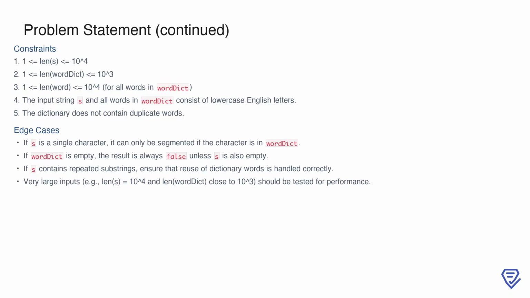When thinking about edge cases, consider scenarios like a single character string, which can only be segmented if that character exists in WordDict. Similarly, if the dictionary is empty, the output will always be false, unless the string itself is also empty. Another edge case is when the string contains repeated substrings. The solution must handle the reuse of dictionary words correctly. Finally, because of the constraints, handling very large inputs efficiently is key to ensuring good performance.